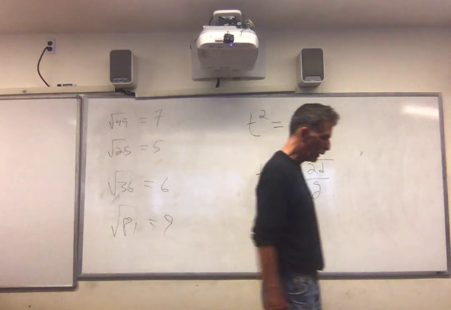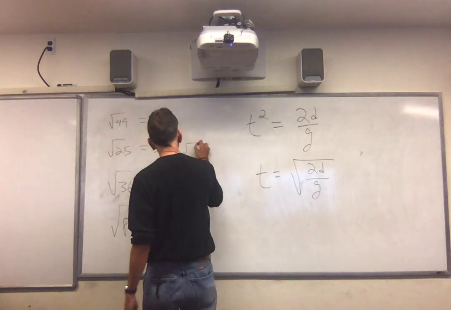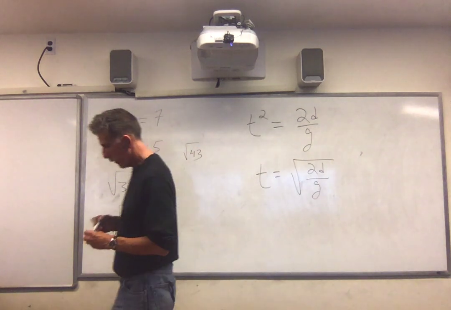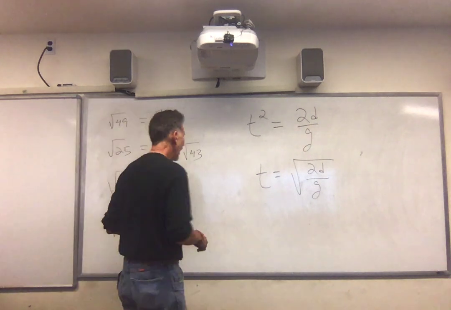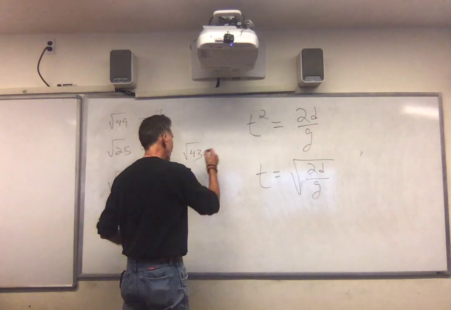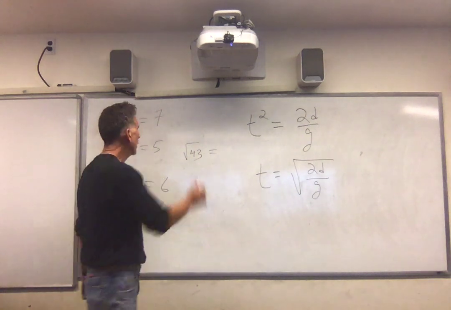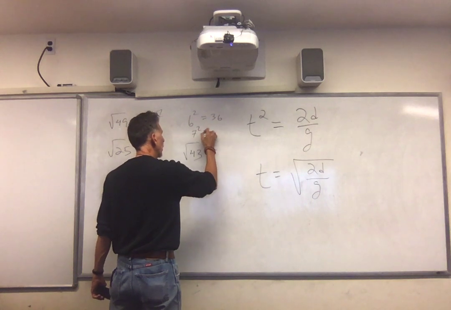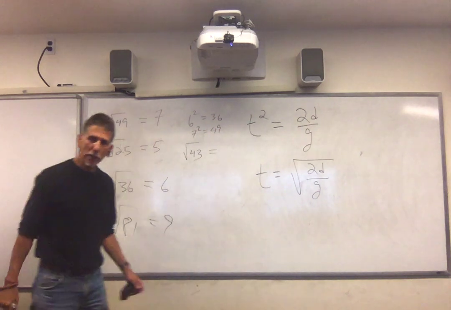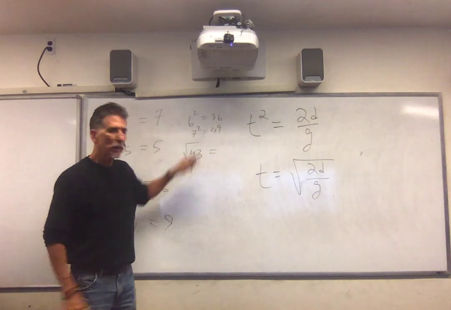But suppose I say, don't get mad at me now, what's the square root of 43? So you take your calculator out and you work on the square root of 43. I don't care what the square root of 43 is. Here's what I care about. I know 6 squared is 36. I know 7 squared is 49. Yes? So the square root of 43 is somewhere between 6 and 7.